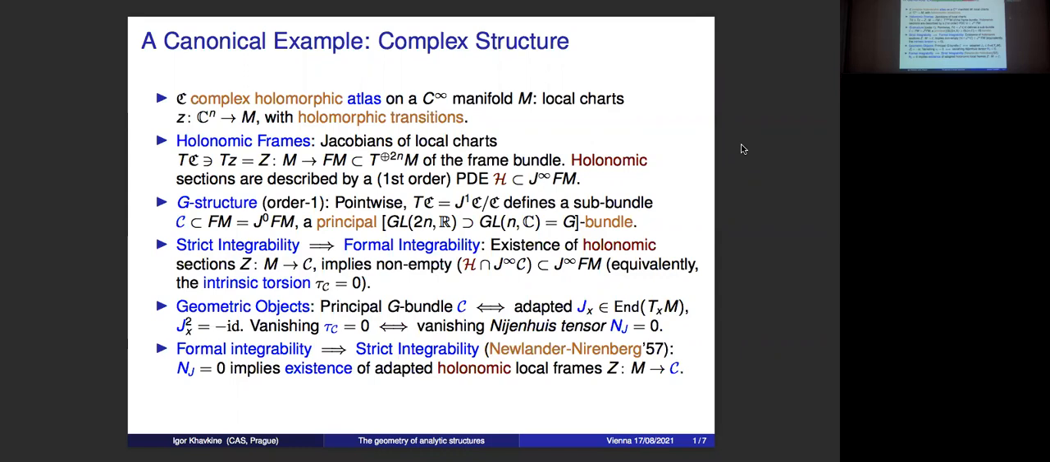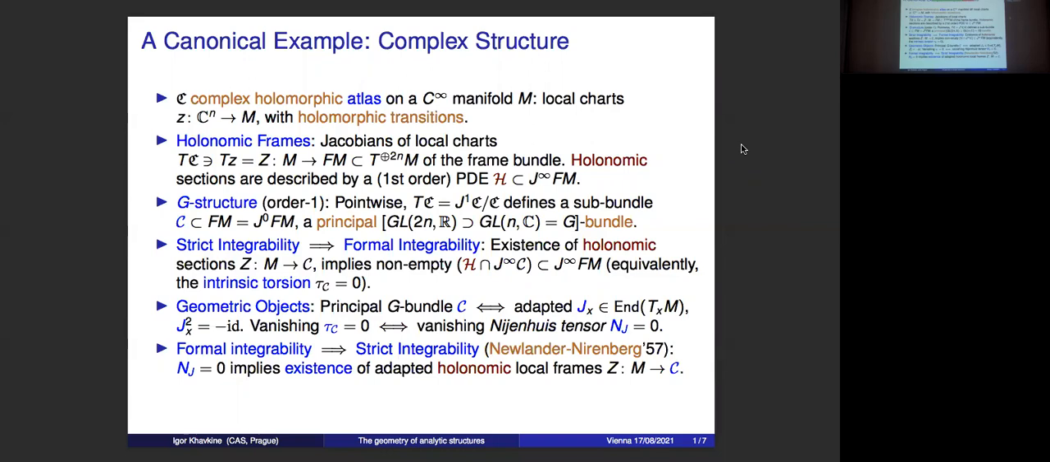Once we have this G structure, which is a principal GL(n,C) bundle inside the frame bundle of our manifold, we can ask questions about it. If we know that it comes from a holomorphic atlas, then we know that it is integrable. There are different degrees of integrability. The final degree is strict integrability: if somebody hands you a principal G bundle, GL(n,C), sitting inside the frame bundle, does it have holonomic sections? If it does, we say it's strictly integrable.